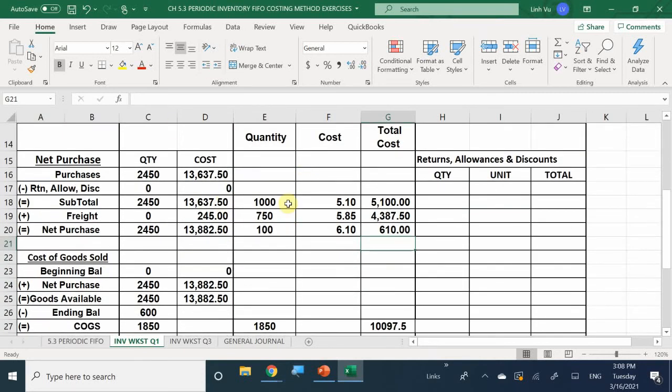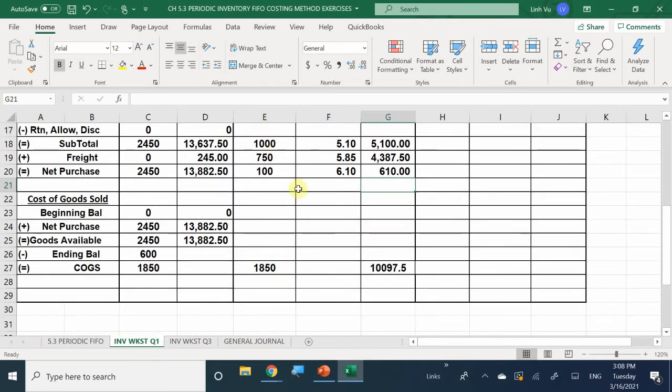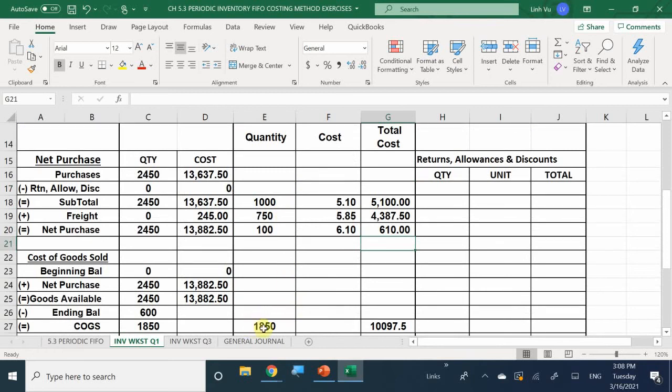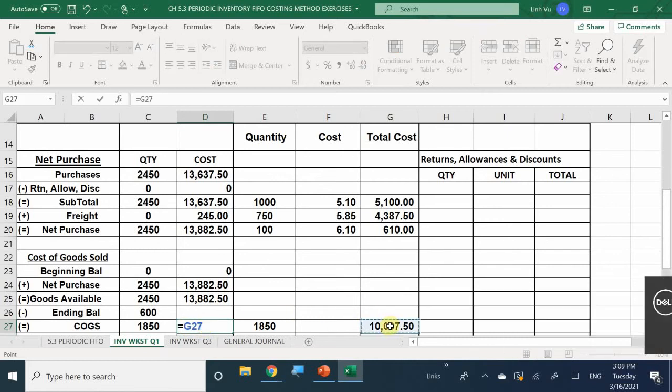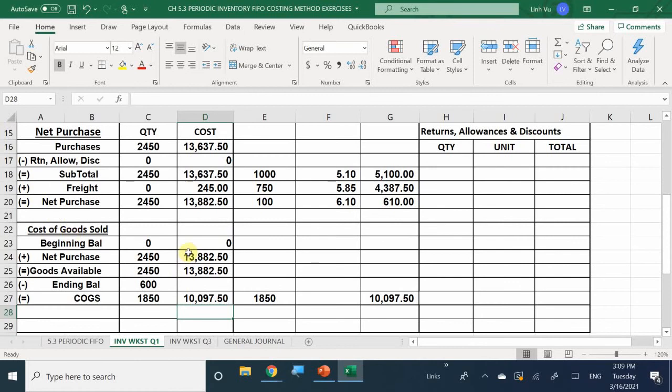All right? Now notice this, because I kept a running balance, it automatically calculated that I have 1,850 items sold, and it's going to cost me a total of $10,097.50. Okay, so again, all I did was an equal sum right here to get the total cost of $10,097.50. Okay, and where can I plug this number in? Directly into the cost of goods sold. Okay, right there. Okay, and then again, how do I solve for my ending inventory?